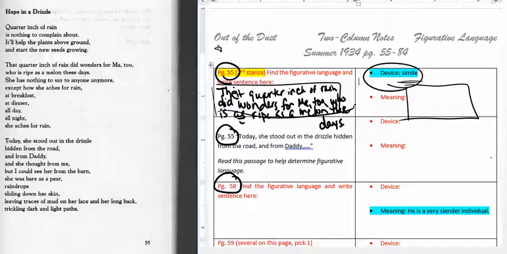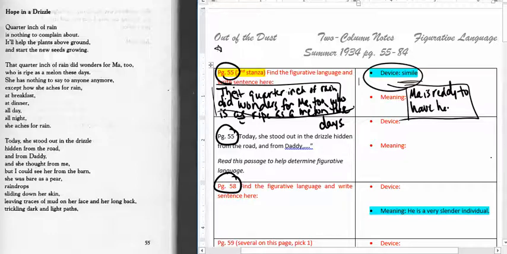So what this actually means, and if you'll remember from the text, is that Ma is pregnant. So what this means is that Ma is ready for what? To have her baby. Ripe as a melon means she's ready to have her baby.